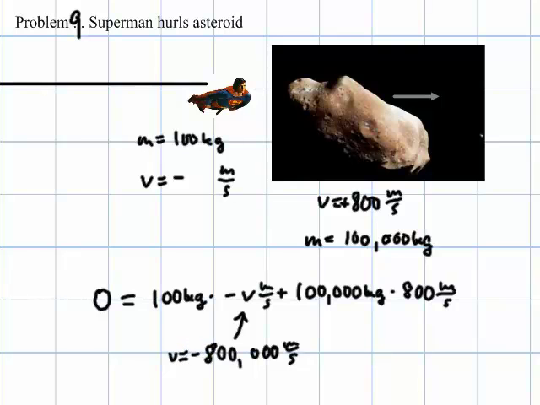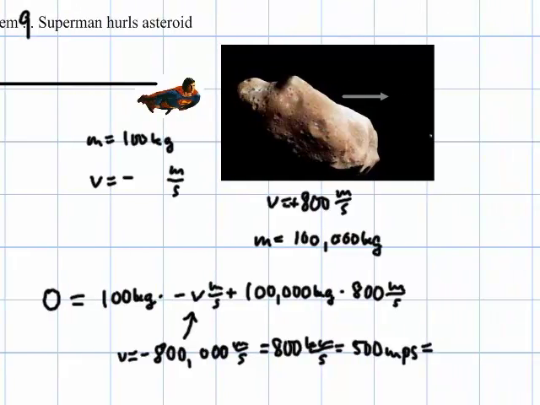To the left, 800 kilometers per second, 500 miles per second. I forgot that negative. And then in the neighborhood of 1.8 million miles per hour.